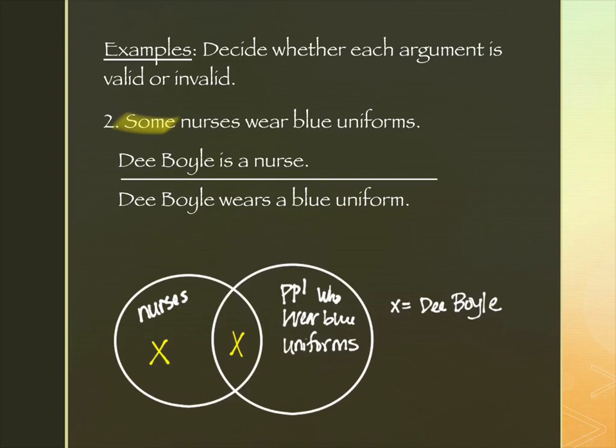So is this argument valid or invalid? Invalid. It's invalid. So this is invalid number 2.